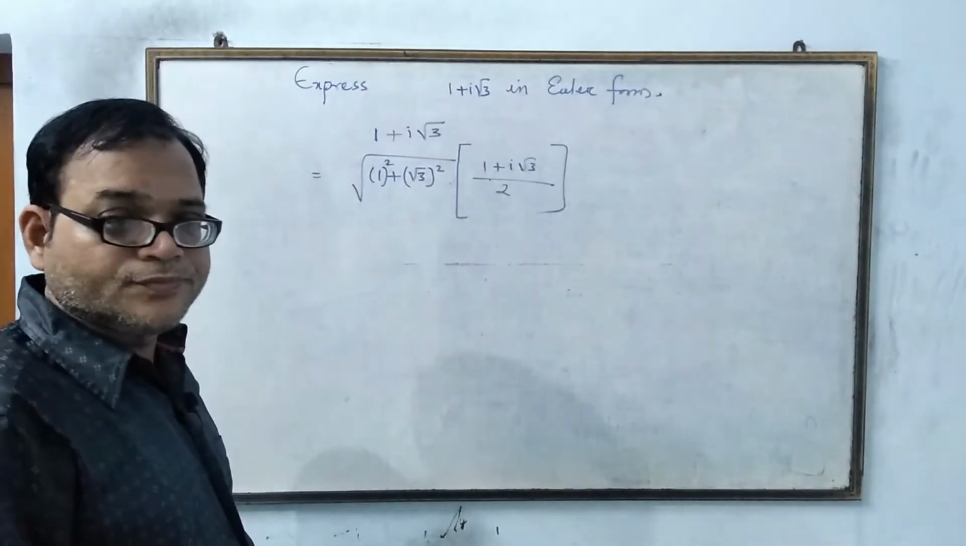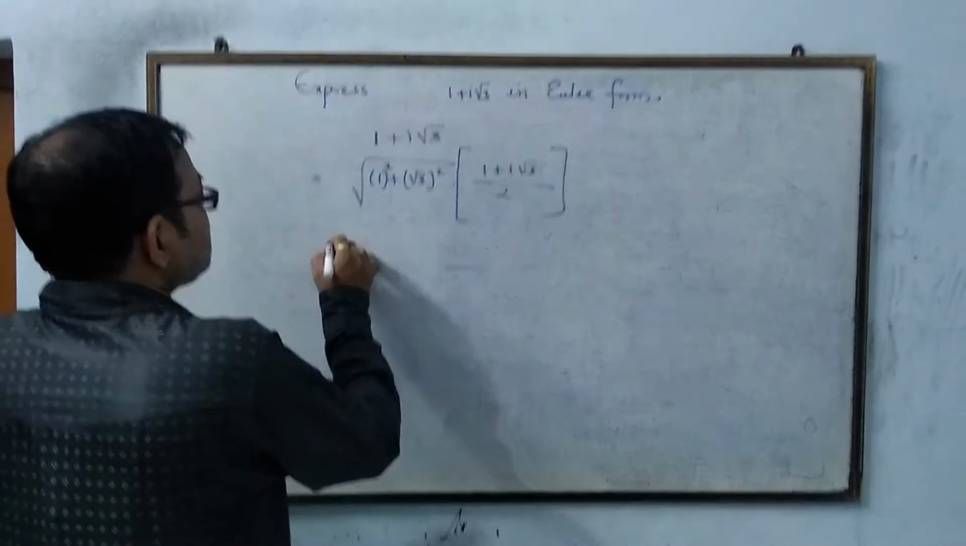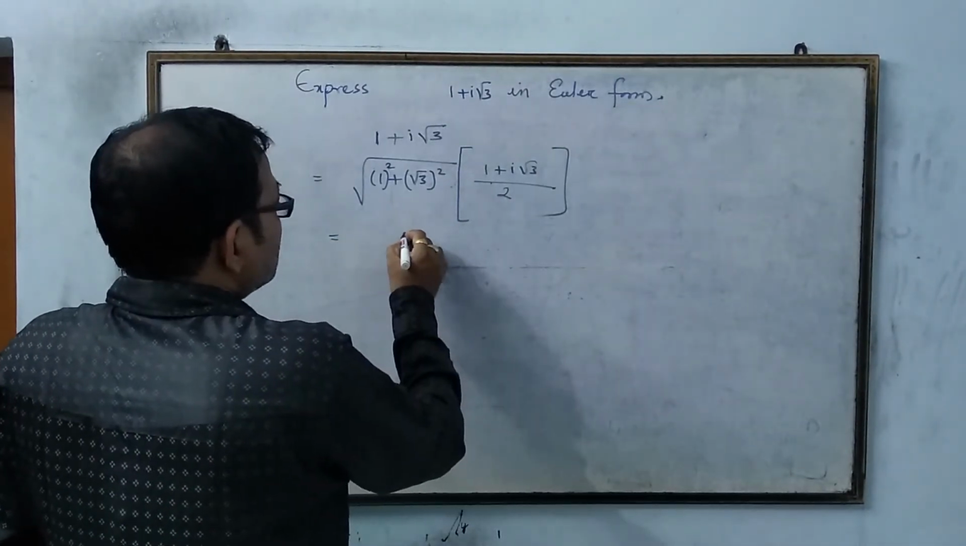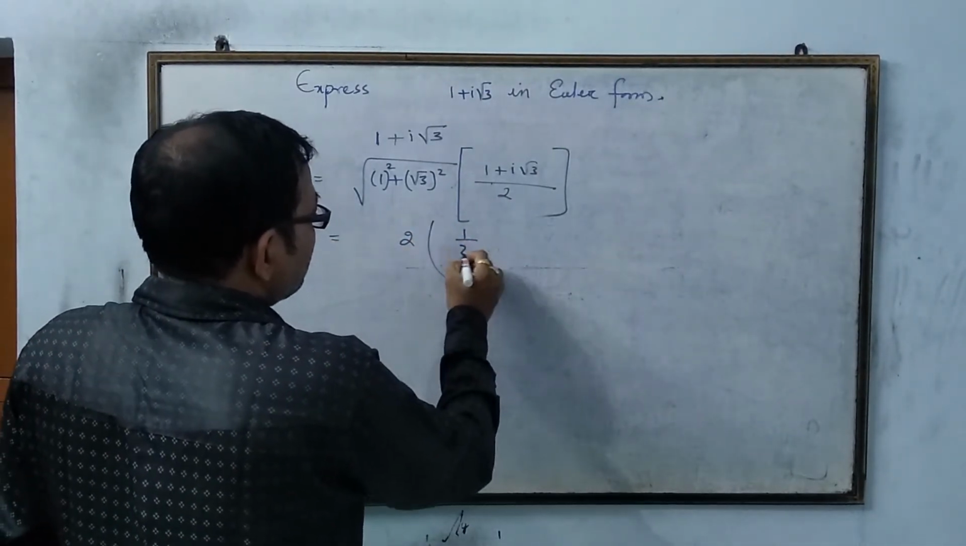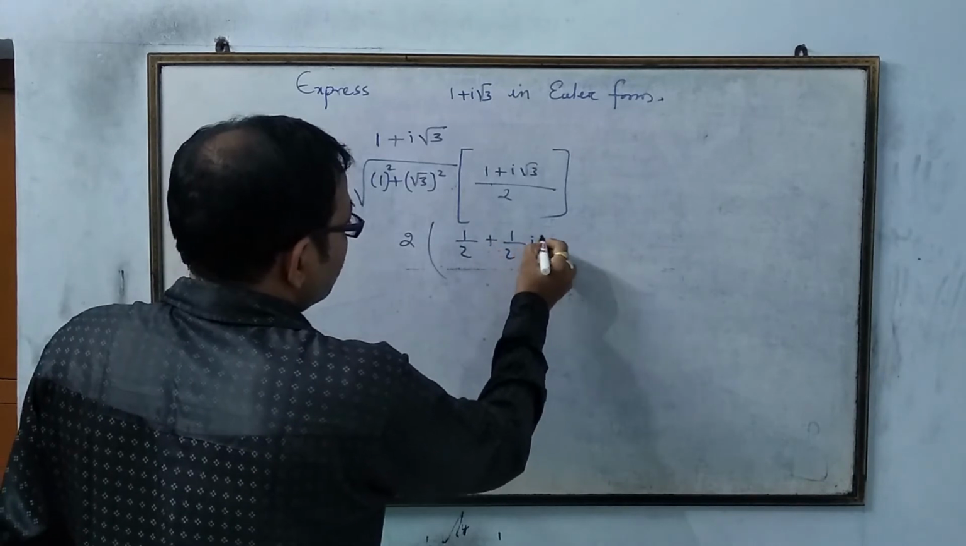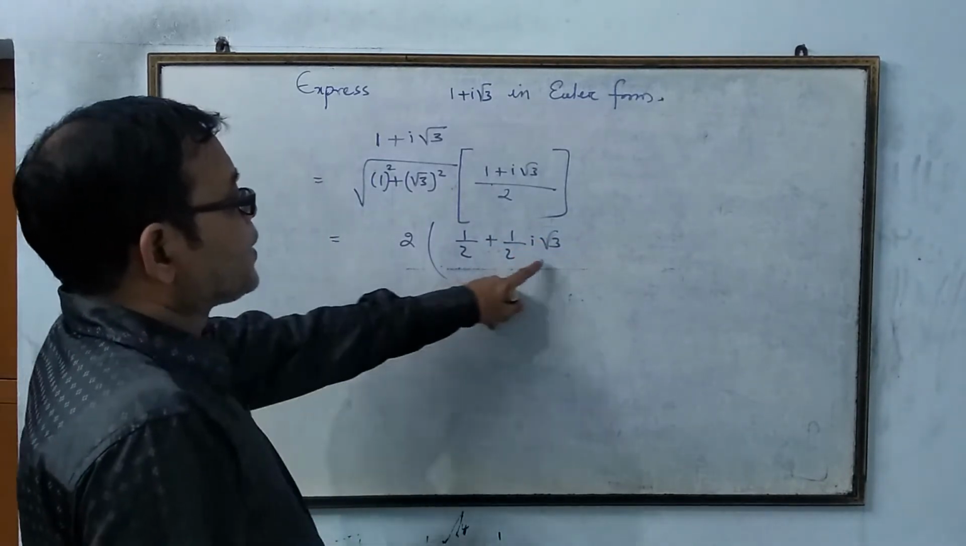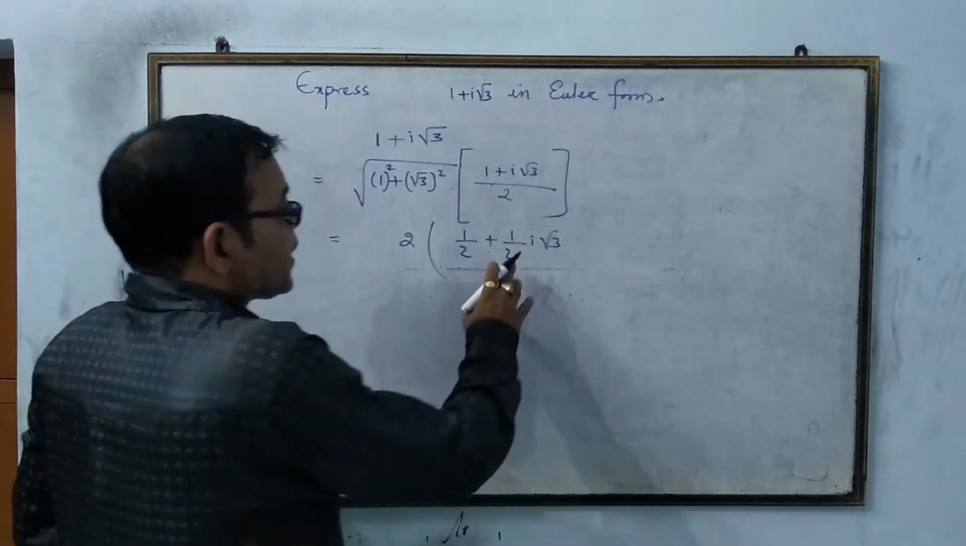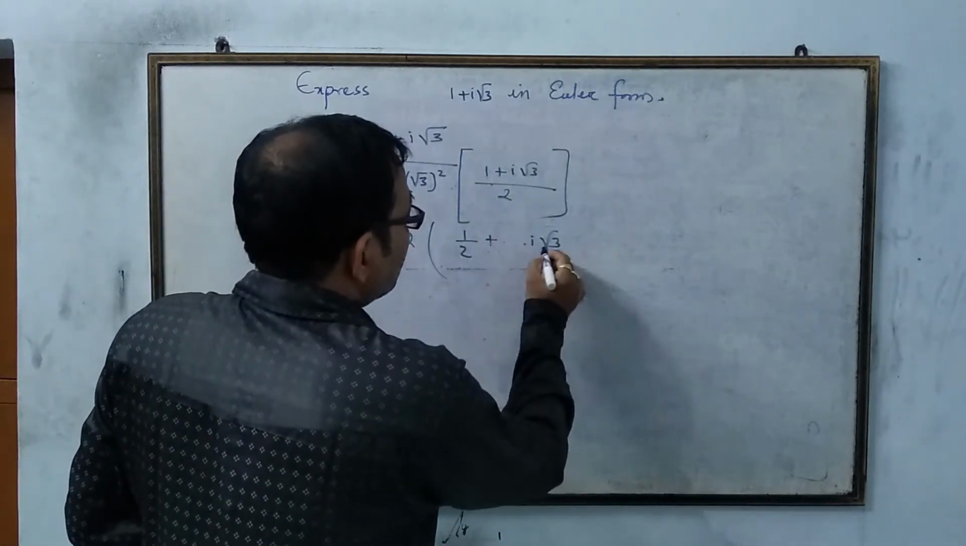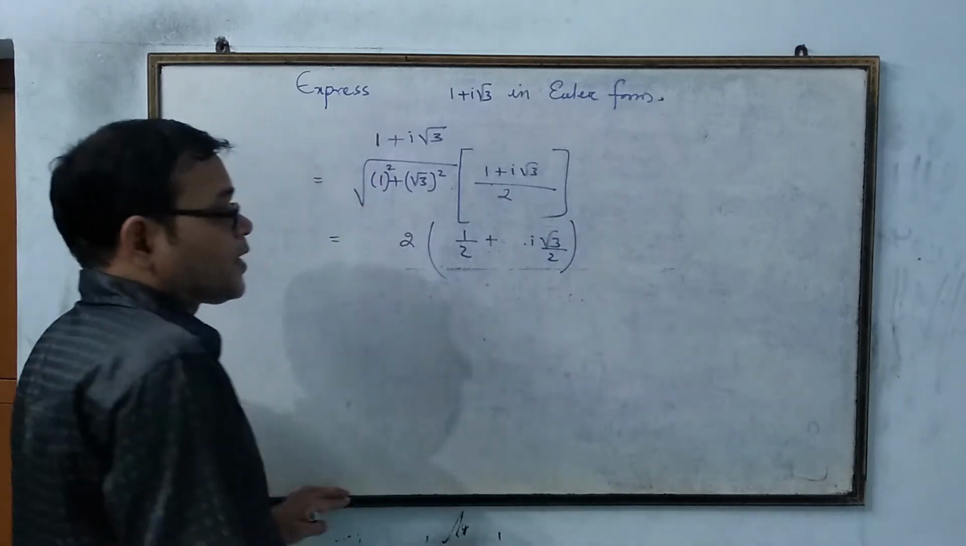Okay, then 2 into, this will be 1 by 2 plus 1 by 2 i root 3. You see, 1 by 2 i root 3, or I can write i root 3 by 2. It will be better, right?